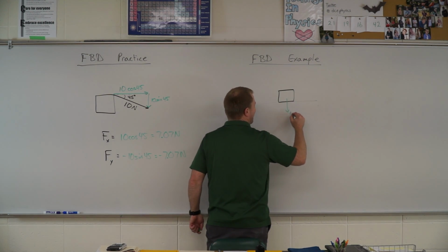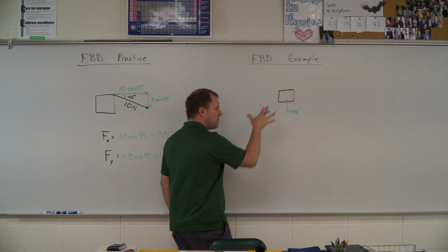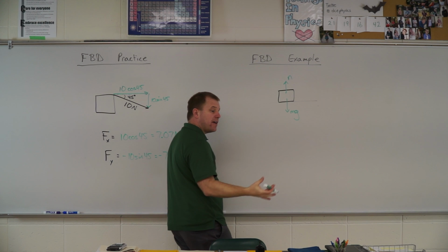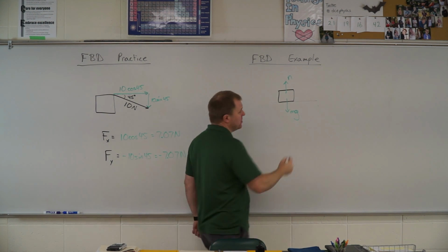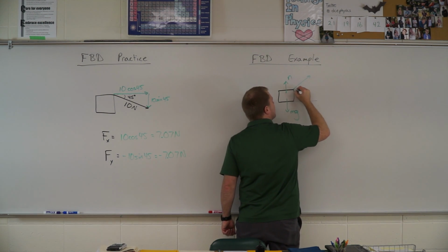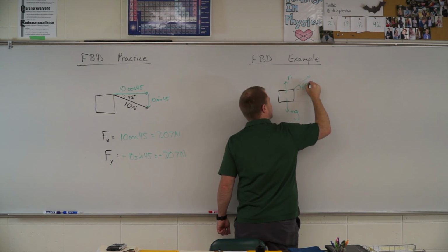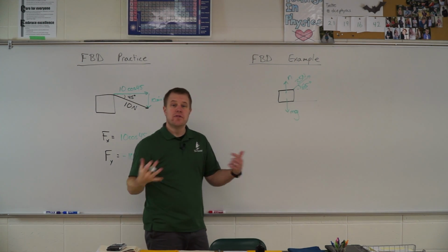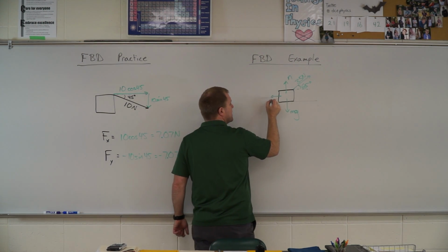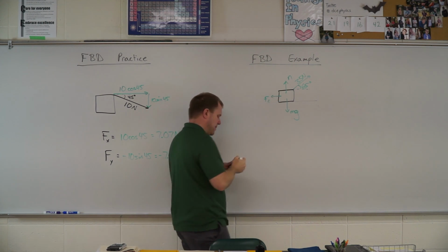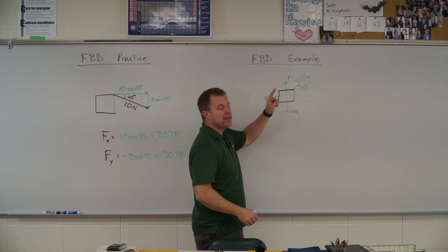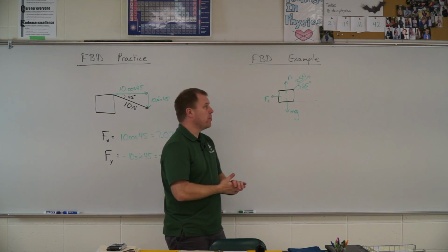Yes, you're right. There's always gravity. It's on a surface, so there is a normal force. We do have that applied force of 35 newtons at 65 degrees. Oops, that's 65 there. 35 newtons. And there's probably some friction resisting that motion. And that friction, again, is parallel to that surface. The normal force is perpendicular to the surface, and gravity always points down.